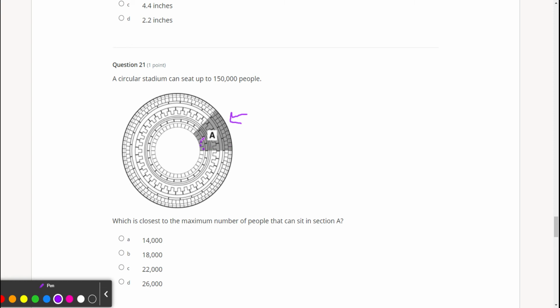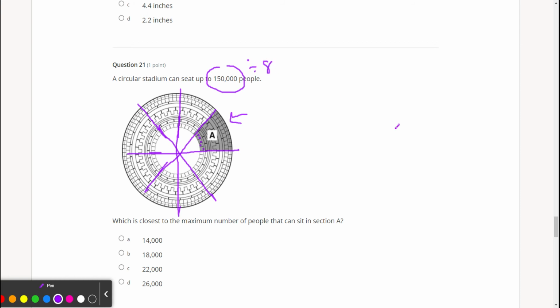I would go 1, 2, 3, 4, 5, and 1, 2, 3, 4, 5, and make a line, and repeat that. So ultimately, you're going to see that you can slice this into how many sections? It's 8 sections. So if the whole thing seats this, and I'm doing 1/8 of it.